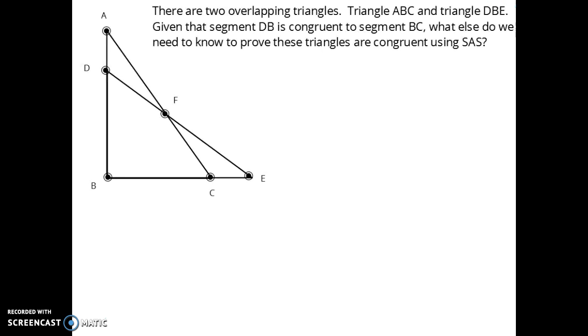Wow, this is really complicated. There are two overlapping triangles, triangle ABC and triangle DBE. Given that segment DB is congruent to BC, what else do we need to know in order to prove these triangles congruent using side, angle, side? So let's write what we know. We need to prove side and angle and a side. Well, let's write our given. We know that BD is congruent to BC.